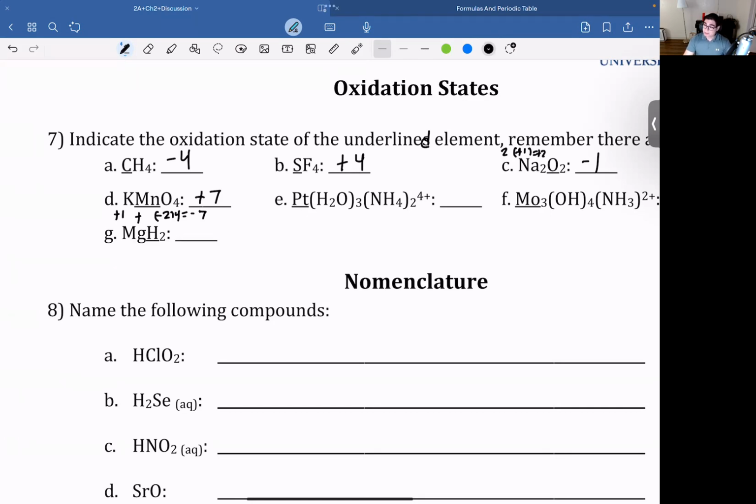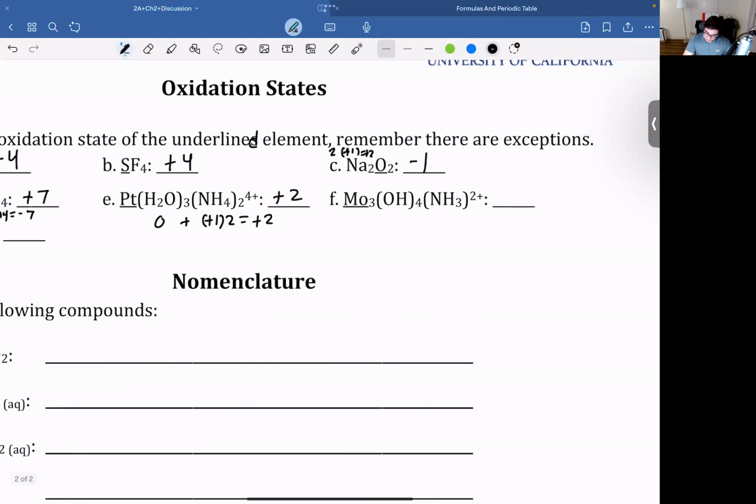On to E. Doing the same thing, water is neutral. Water has a charge of 0. NH4 has a charge of +1. There are 2 of them, so this gets an overall charge of +2 from the NH4 in the water. So overall, though, this is a +4 or a 4+. Again, I'm putting them before, I just like putting it before better. So overall, it's a 4+, right, or a +4. That means platinum has to be a +2. 2 plus 2 gives you 4, +4. So that's how we get that.